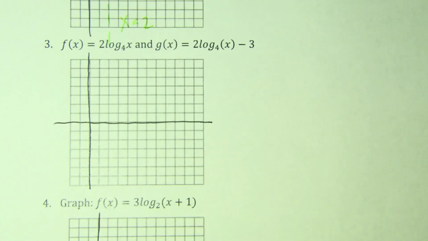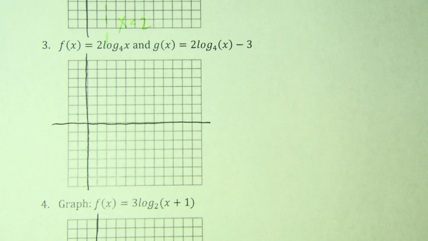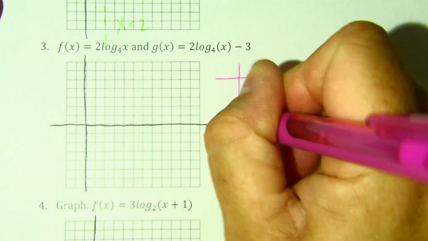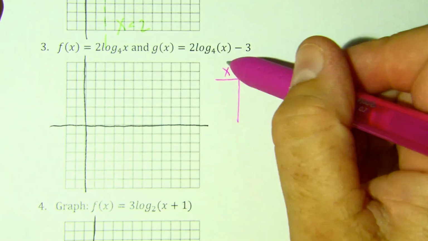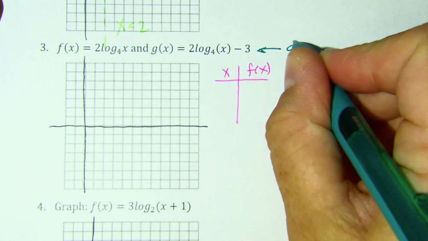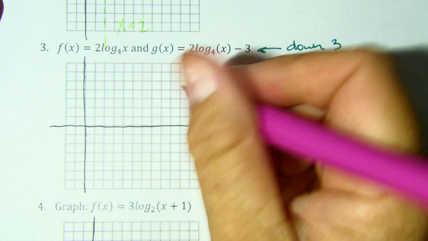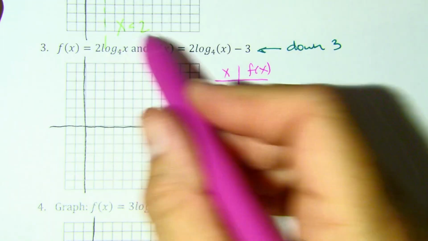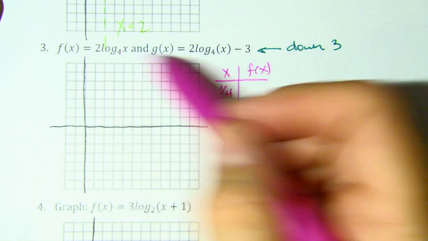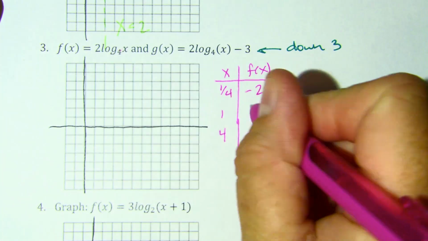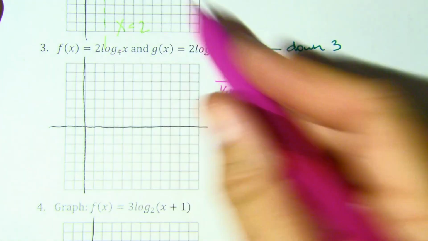All right, a couple more examples here. We're going to be graphing 2 log base 4 of x. And then shifting it, this minus 3 will move it down 3. So base 4 means I'm going to be using 1/4, 1, and 4. Plugging in 1/4, I would get negative 1. Negative 1 times 2 is negative 2. Plugging in 1, I would get 0. 0 times 2 is still 0. Plugging in 4, I would get 1 times 2 would be 2.